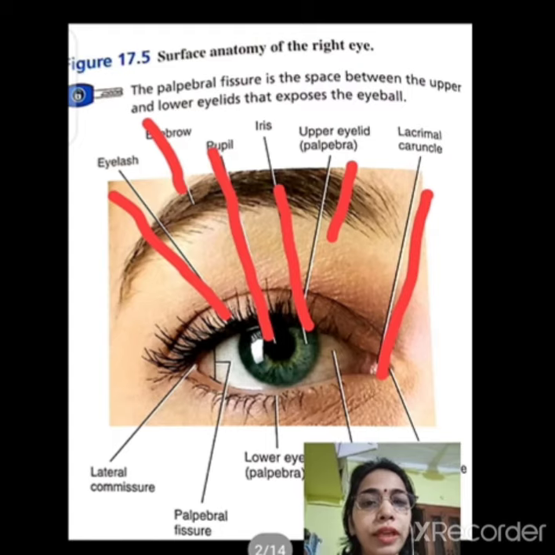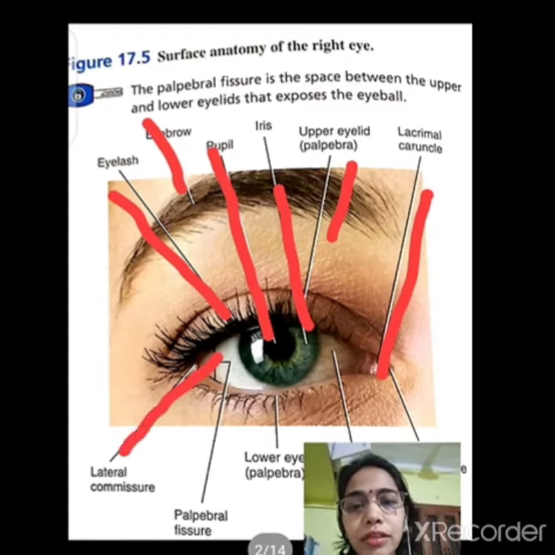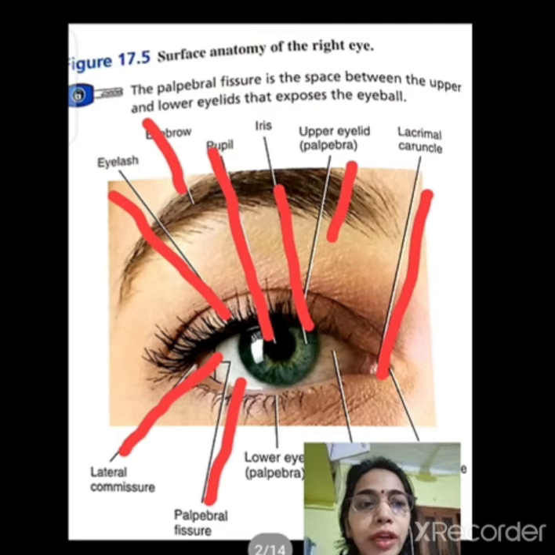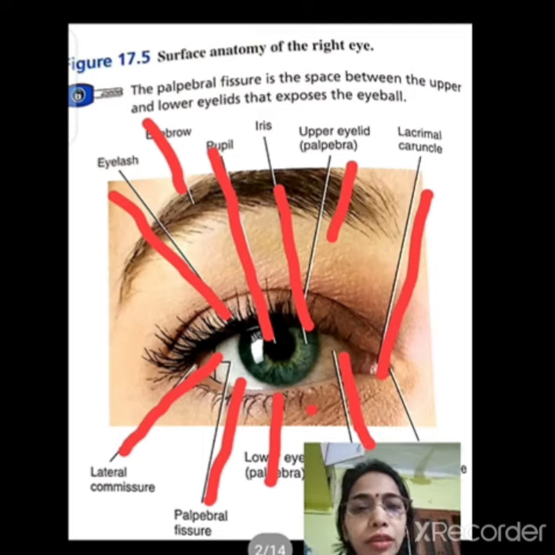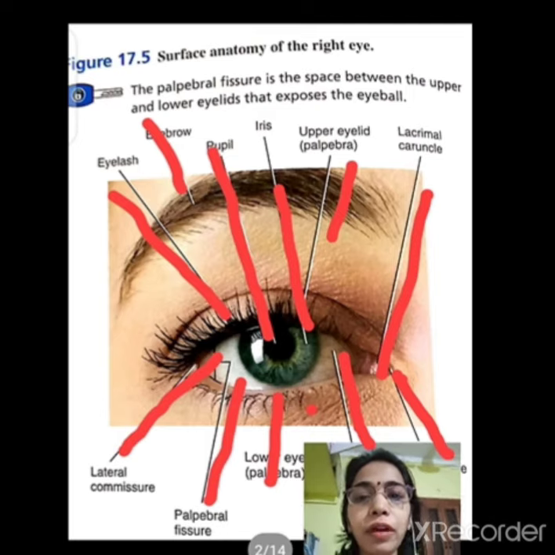Then the lateral commissure. Then the lower palpebral fissure, the lower eyelid. Then the white area is the conjunctiva. And the end of this is the medial commissure. So this is all about the surface anatomy of the eye.